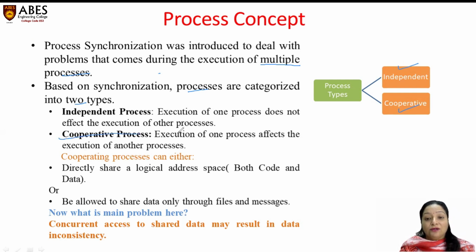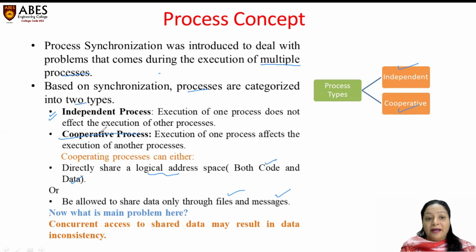So here, the execution of one process definitely affects the execution of another process, right? Basically, cooperative processes are those processes that share a logical address space. Now, what do you mean by logical address space? It means they can share both the code and the data. They can work together on the same code and the same data, and they can also do their sharing through files and messages.